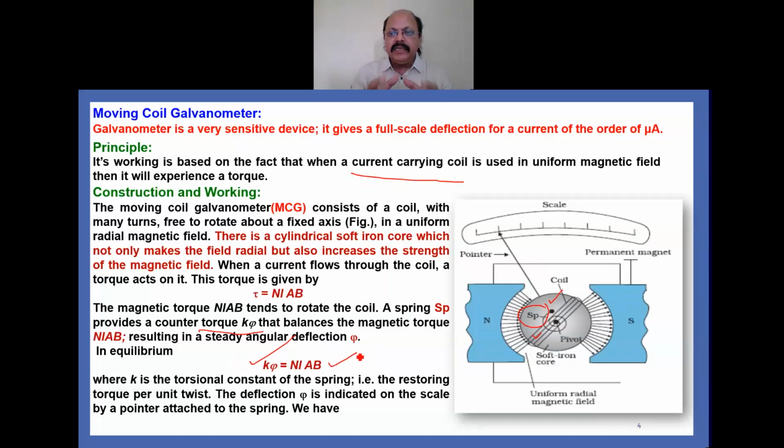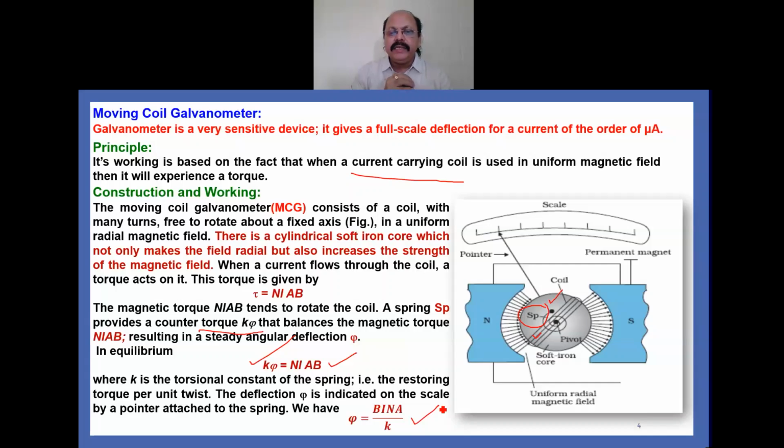And we say that it is the restoring torque per unit twist. Means restoring torque equals K phi, then K equals restoring torque upon phi. And what is phi? Phi is the deflection. So that's why K is also known as restoring torque per unit twist. And the deflection phi is indicated on the scale with the help of the pointer that is attached to the spring. Then from here, phi equals NIAB upon K.